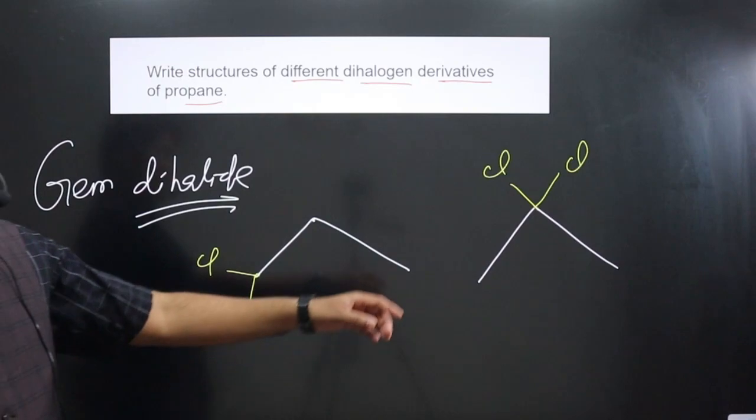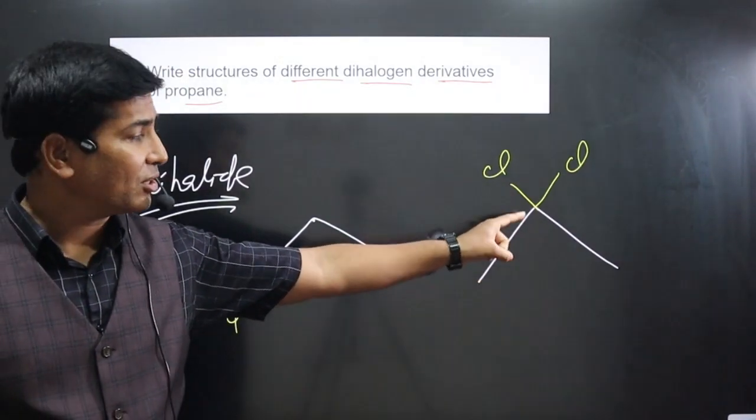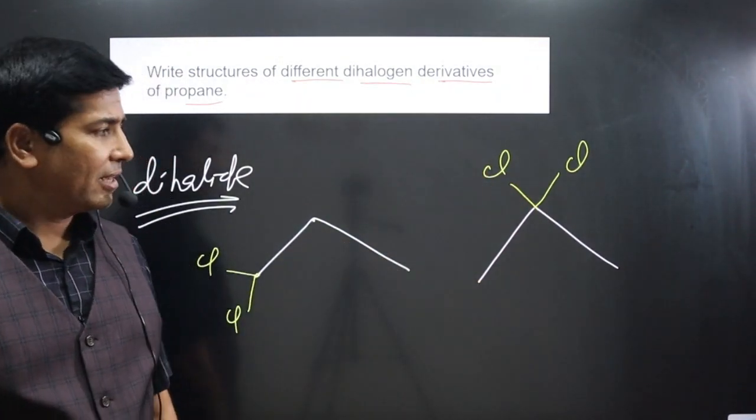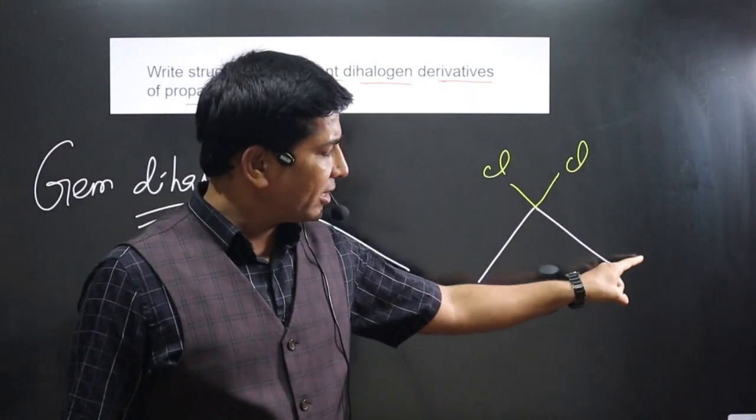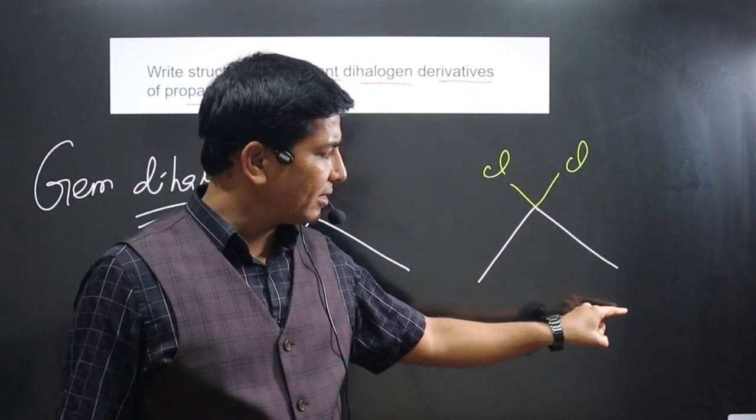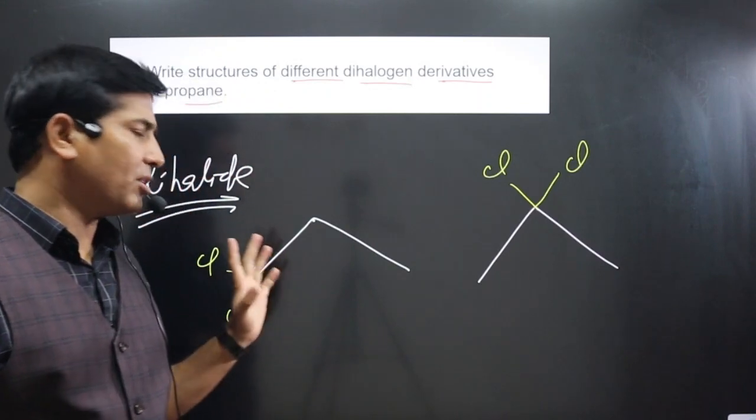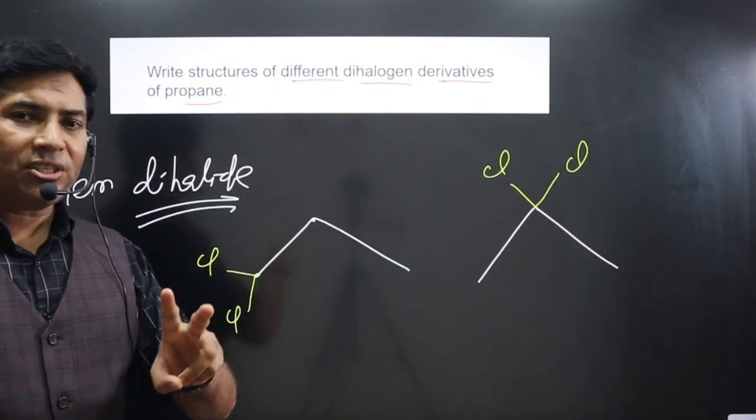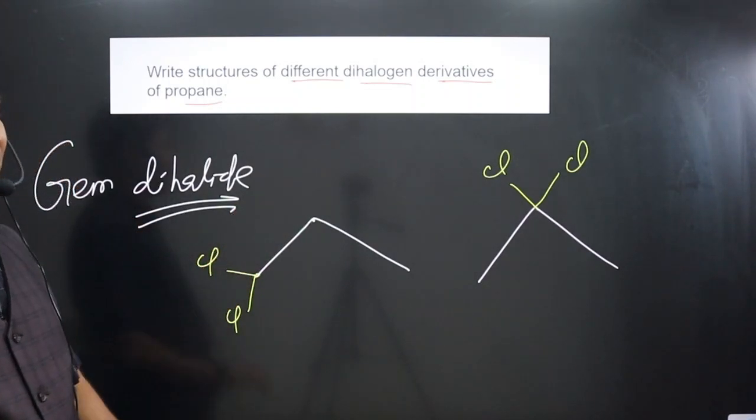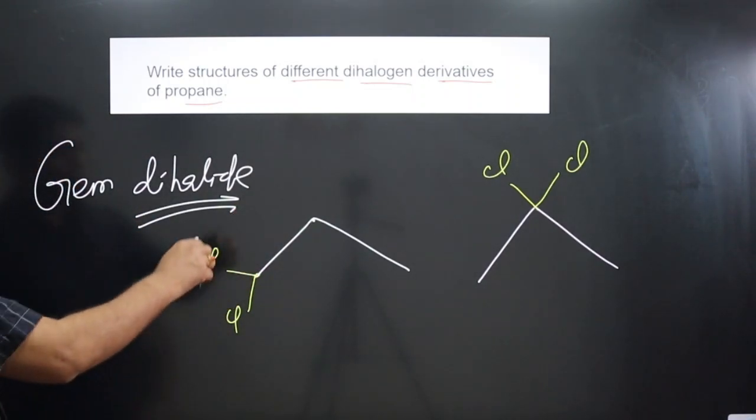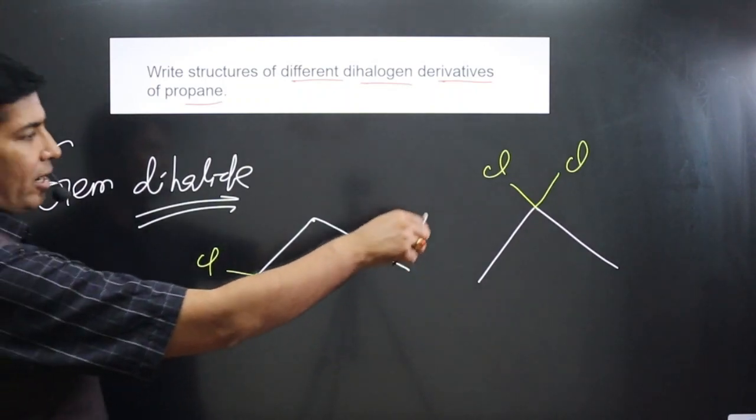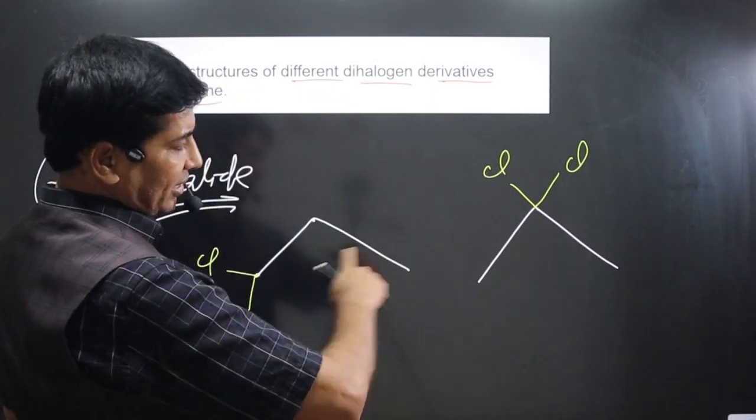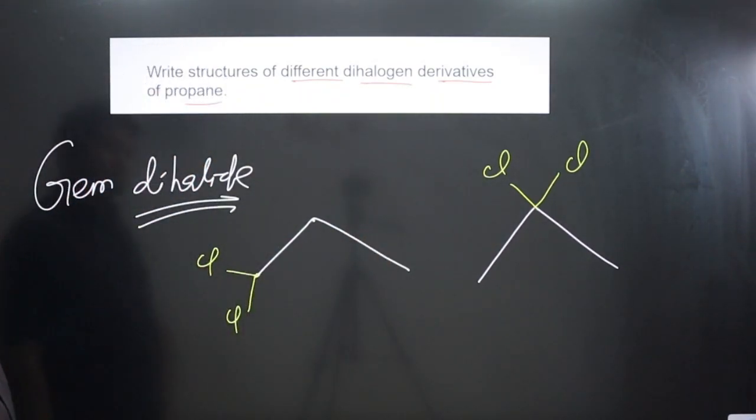In this case you can see this is also gem dihalide because to the same carbon two halogens are attached. Again if I attach two Cl here, one Cl and second Cl, this structure and this structure will be same. So these two possible structures are there of gem dihalide. We can say 1,1-dichloropropane and 2,2-dichloropropane. So you can see both namings are also different.